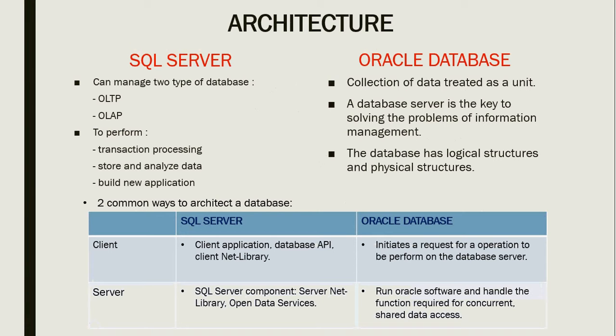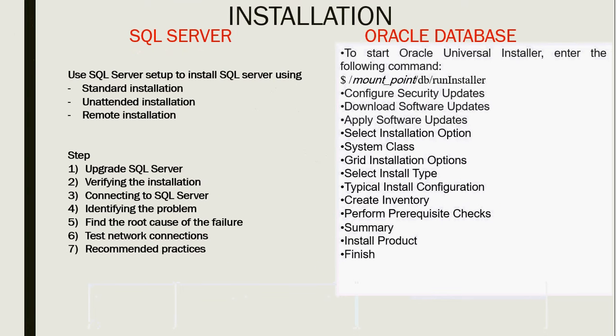About the two databases, they have two things in common in how they architect a database, such as client and server. SQL Server has the client application, database API, client net library. And for the server, SQL Server component, server net library, and open data service. For Oracle database, the client initiates a request for an operation to be performed on the database server, and runs Oracle software and handles the functions required for concurrent shared data access.